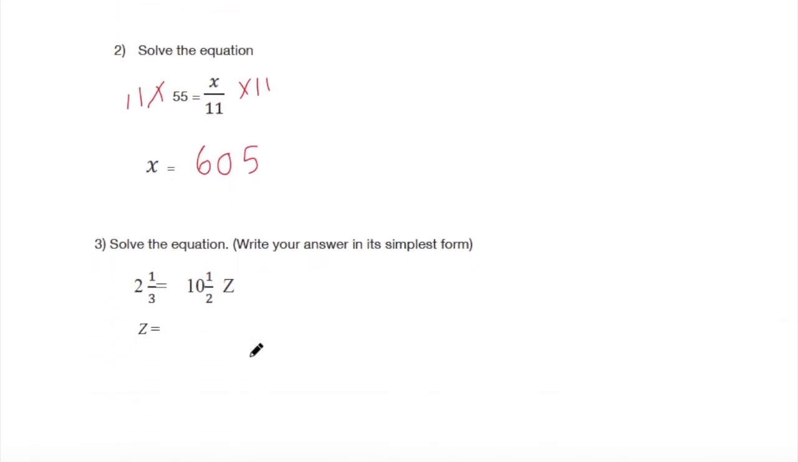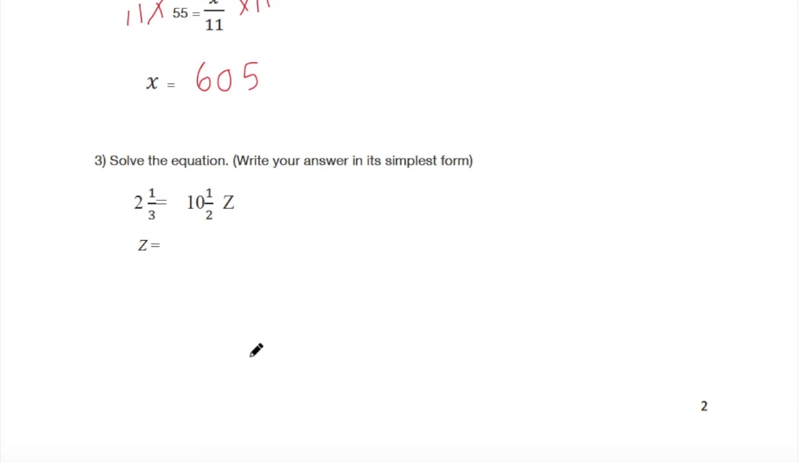Next one, solve the equation 2 and 1/3 equals 10 and a half z. First step is to convert both mixed numbers into improper fractions. First one, 2 times 3 equals 6, plus 1 equals 7 over 3, equals 10 times 2 equals 20, plus 1 equals 21 over 2, z.